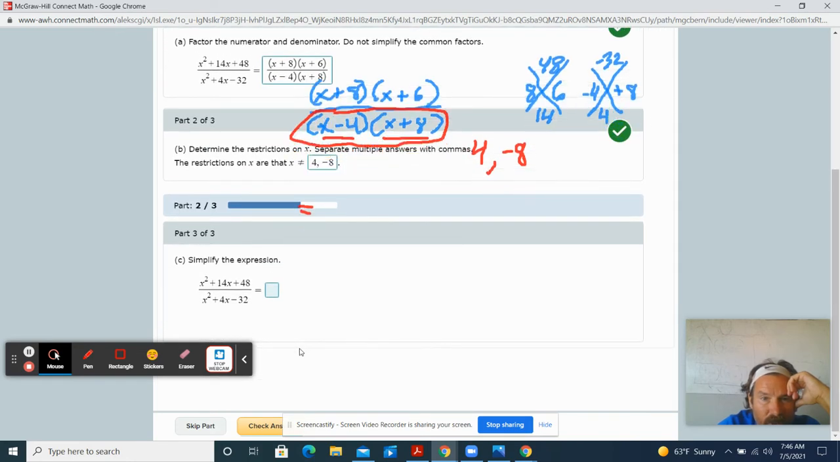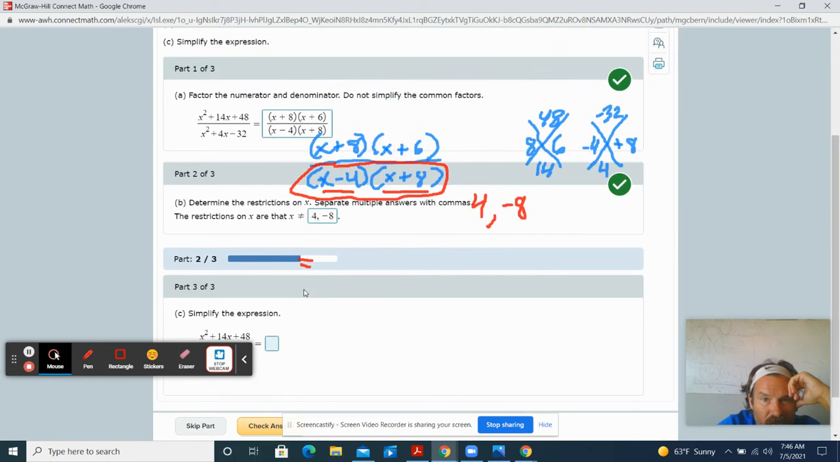Okay, and now the last part, this is where they want you to actually simplify the expression. So when you do the factoring, you're probably going to see something that cancels. In this case, the x plus 8 is multiplied by the x plus 6, and down here the x minus 4 is multiplied by the x plus 8. So these x plus 8s are going to cancel, and you're left with this x plus 6 over x minus 4.